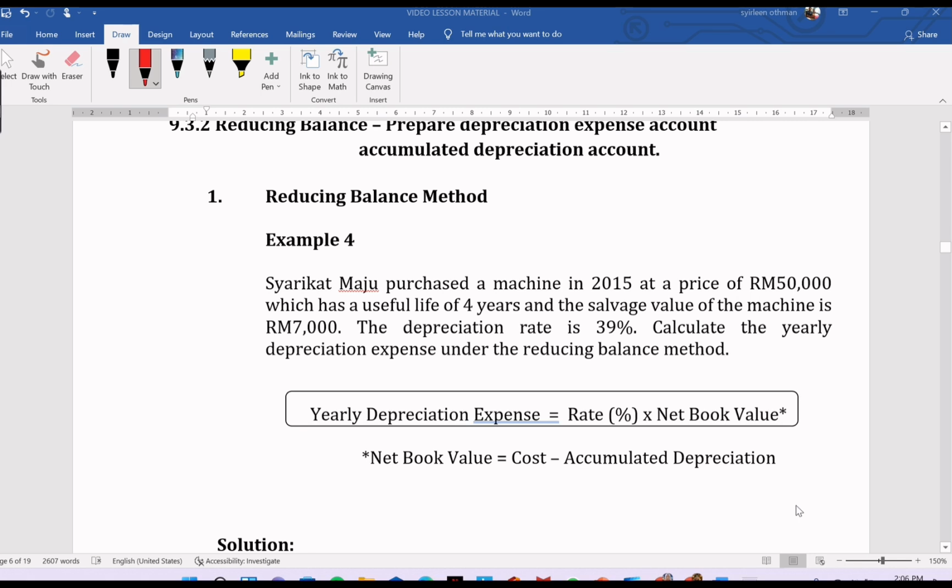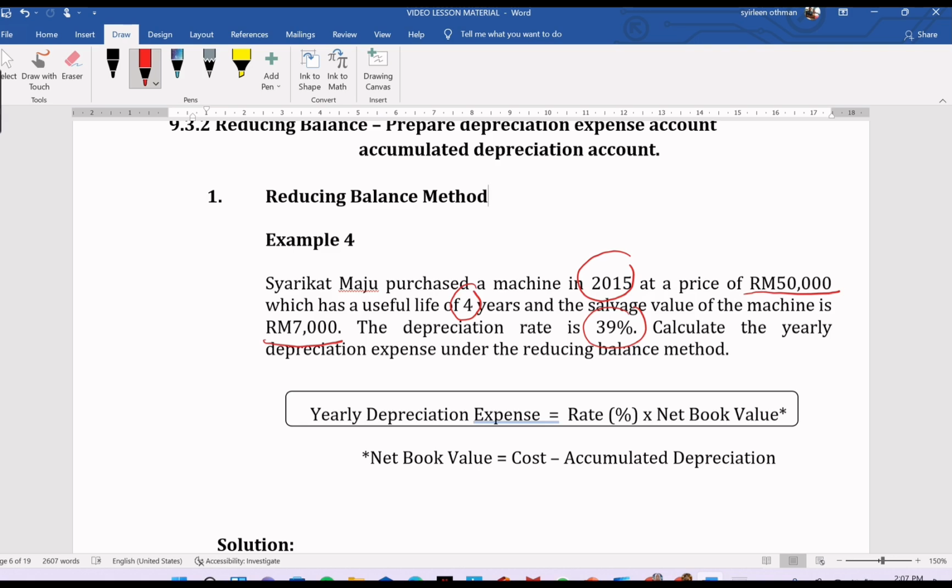Syarikat Maju purchased a machine in 2015. This is the year of purchase. The price of the machine is 50,000, right? And the useful life is 4 years, so we are going to do depreciation for 4 years only, because that's the useful life. And then salvage value is 7,000. That means after the 4th year of depreciation, the net book value for the asset will remain as 7,000 only. The rate is given in the question, so you're not to calculate anything because the rate is already given. The percentage here is 39%.